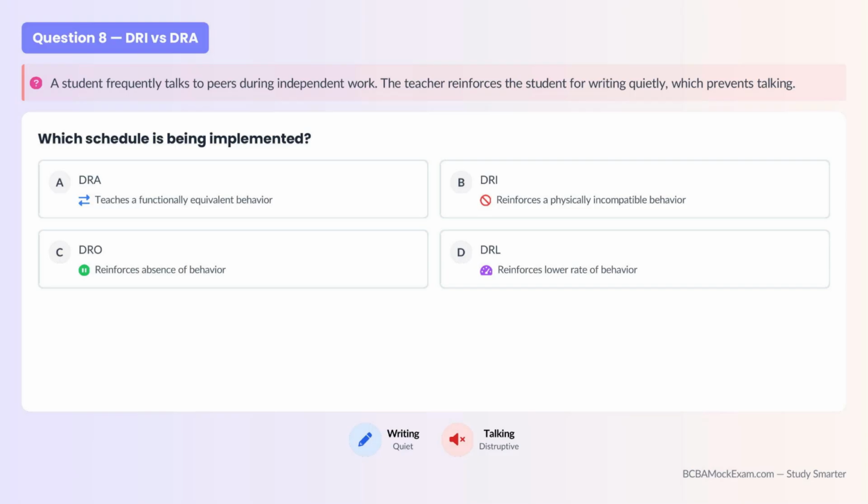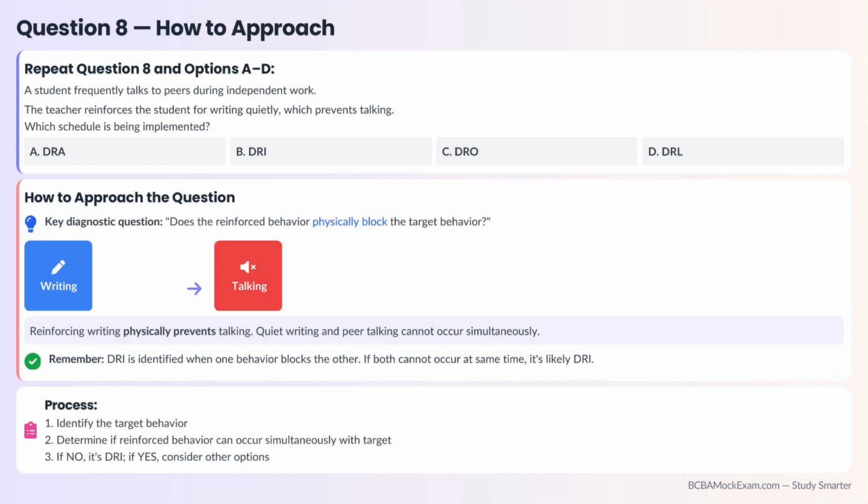This is an example where the reinforced behavior directly interferes with the problem behavior. The two can't happen at the same time. The exam wants you to recognize that this is DRI, even though you might also argue it's helpful academically. The key diagnostic question again is, does the reinforced behavior physically block the target behavior? If writing quietly prevents peer talking, then we are reinforcing an incompatible response.